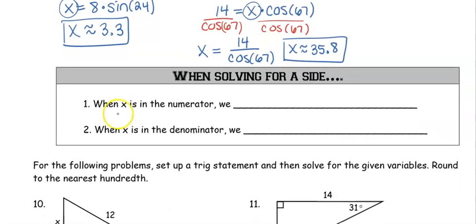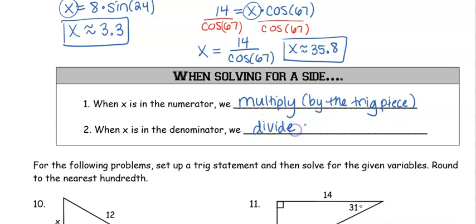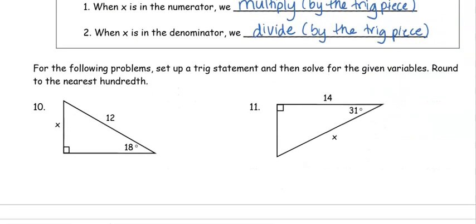The pattern there you should have realized is when x is in the numerator of that original setup, we are going to multiply. And when we multiply, we are multiplying by the trig piece. If x is in the denominator, the bottom of the fraction, we are going to divide, and make sure that when you divide, you are dividing by the trig piece. That means that the trig piece is going to be on the bottom of the fraction. So now we know where the buttons are in our calculator. We know how to solve the equation. Now it's our job to set up the equation.